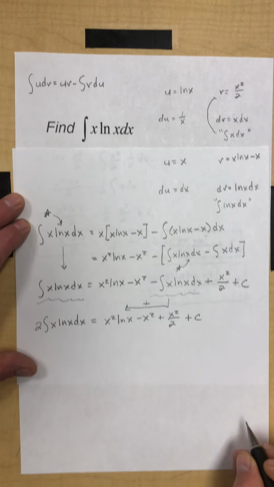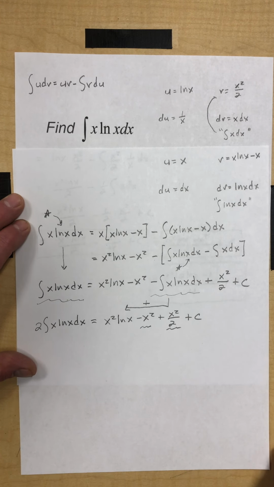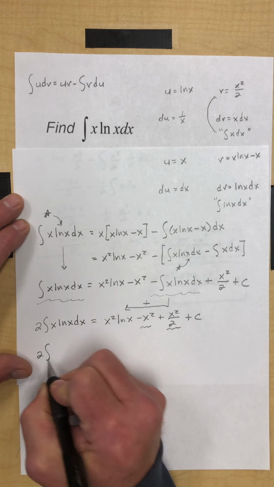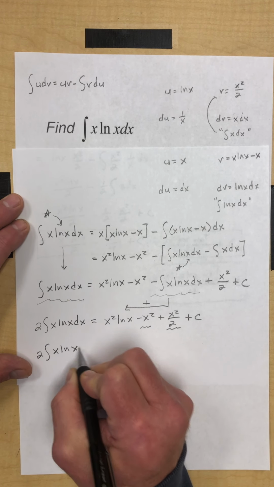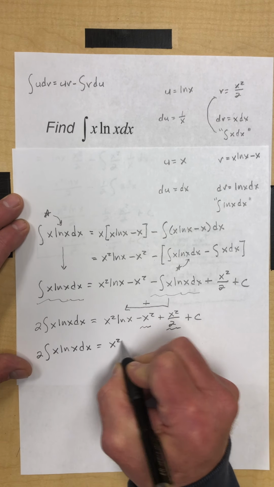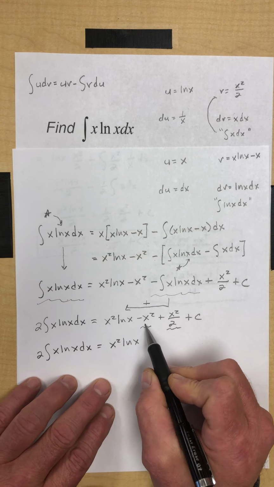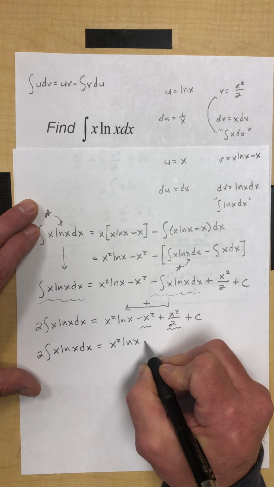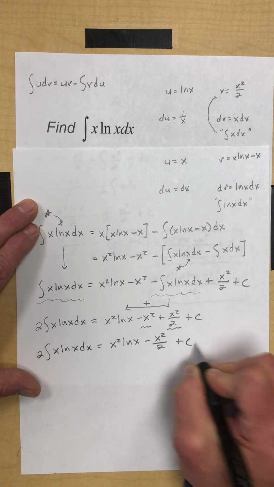And notice right here, that guy and that guy are similar terms. So I can collect those. So I have 2 times the integral of x natural log of x dx equals x squared natural log of x. And let's see, if I add the coefficients, that'd be -1 plus 1/2, so it's -1/2. So minus x squared over 2 plus c.